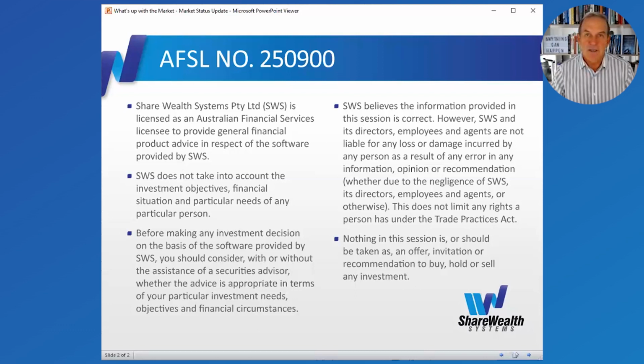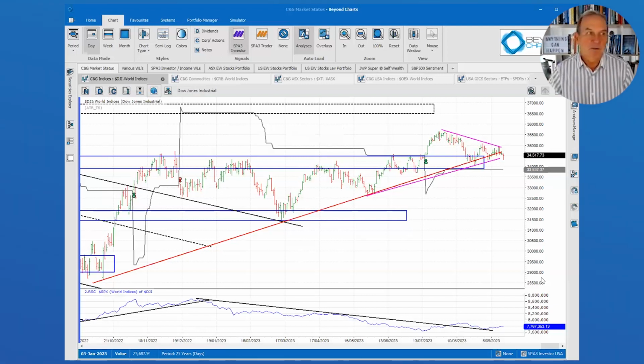Okay, let's change over into Beyond Charts, and we'll get straight into the analysis. Starting off, the sound is low. Let me bring this a bit closer. How's that? Starting off with the Dow Jones.